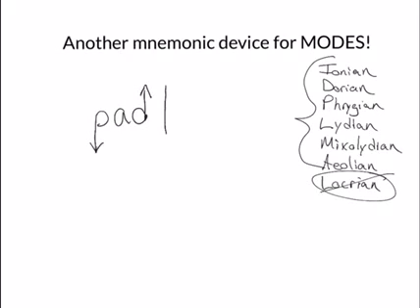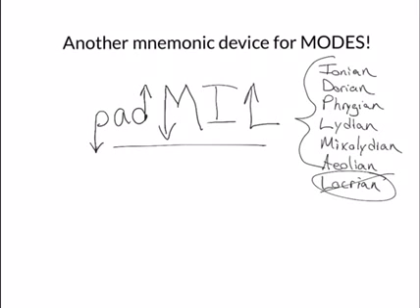Let's draw that with a straight arrow. There we go. So, padMIL. And the thing is that this stands for Phrygian, Aeolian, Dorian, Mixolydian, Ionian, and Lydian. And you'll see that this is the same order that I did in my other video, but backwards.